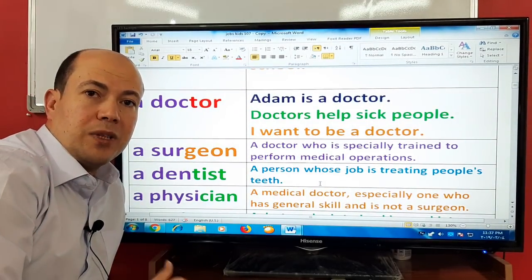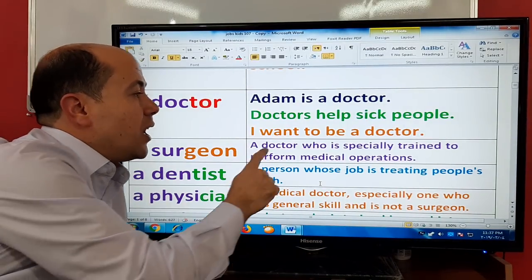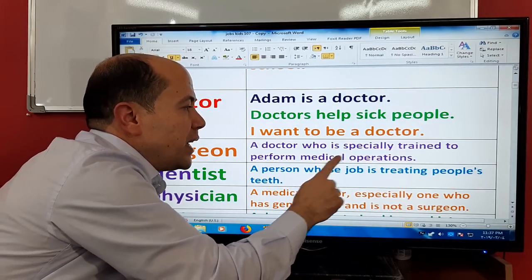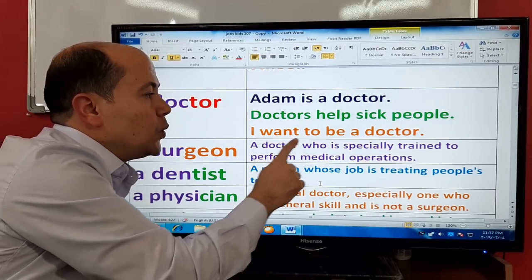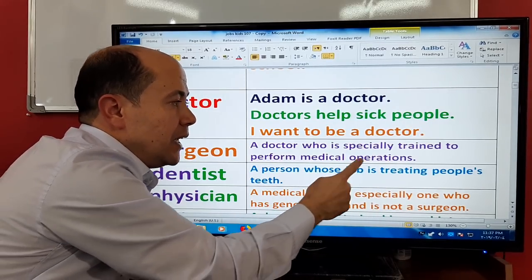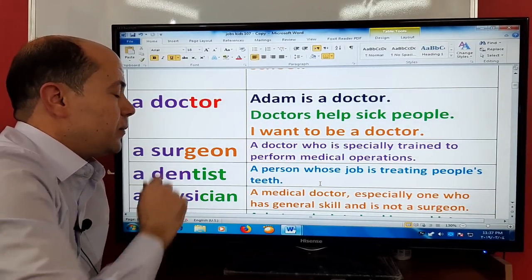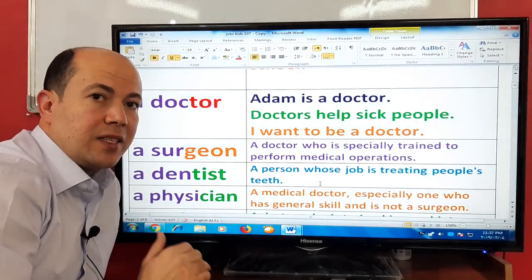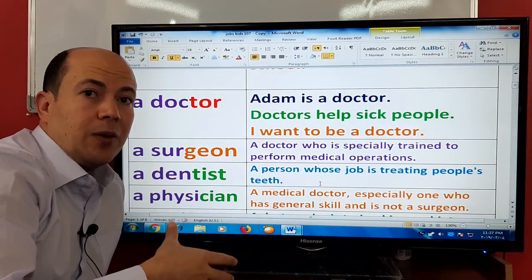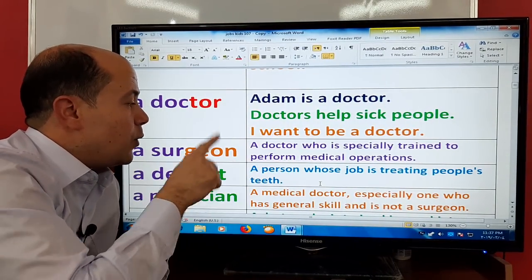A surgeon. جراح. طبيب بس بيعمل surgeries جراحات. A surgeon, a doctor who is specially trained to perform medical operations. الدكتور الذي خصيصا متدرب ليؤدي عمليات جراحية طبية. A surgeon، طبعا نستخدم كل الوظائف دي في العشر نماذج اللي قلناهم في الأول، عشر أمثلة وأسئلة، نطبقهم على ده. He's a surgeon, he works as a surgeon.